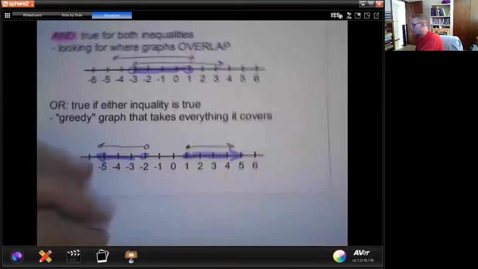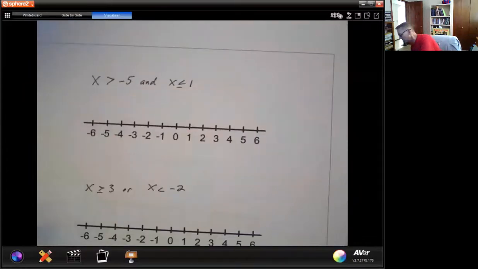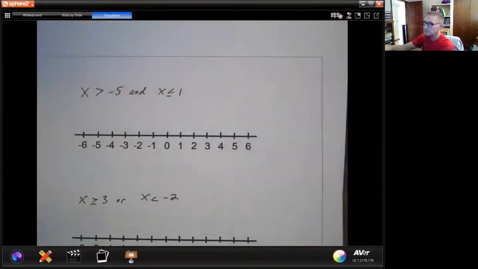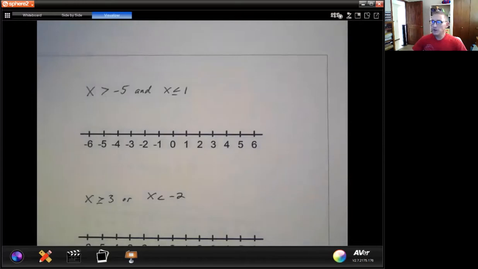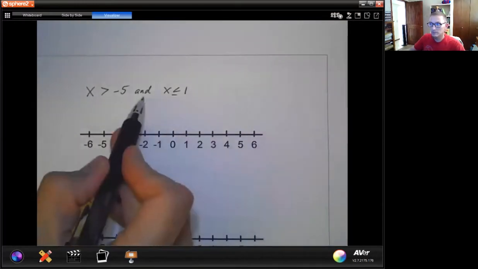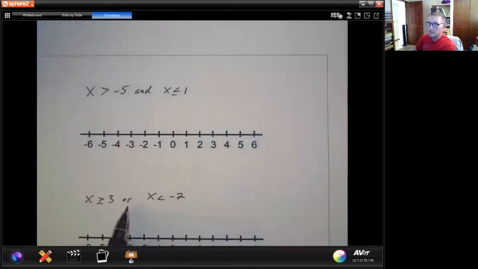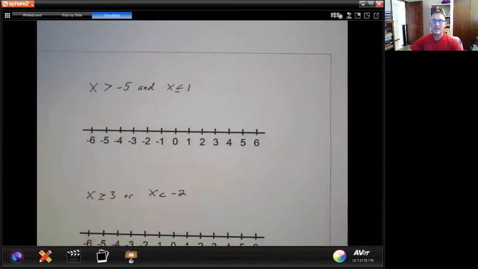Let's take a look at a couple of examples of how that would work. The first example here is an and, and we know it because it says the word and. The second one is an or because it says the word or. Ands are either going to say the word and or it's going to compress it all together. And I'll show you what that would look like after we make the graph.